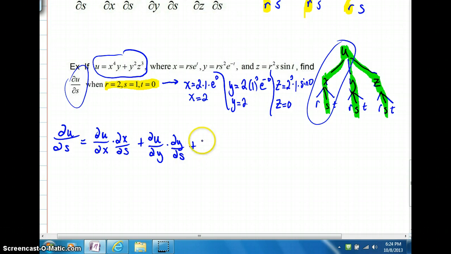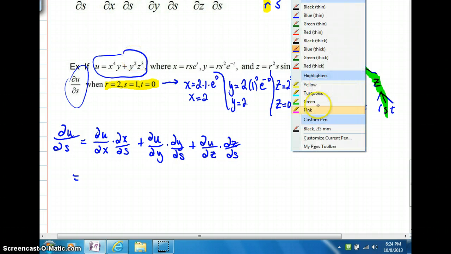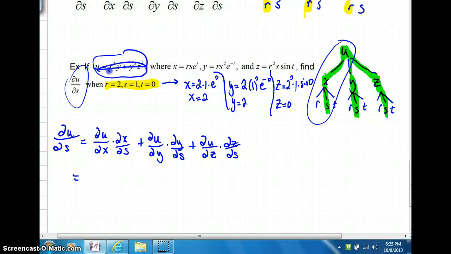Finishing this up, we'll take the partial derivative of u with respect to z, and then multiply by the partial derivative of z with respect to s. Right now, we just have to work this all out. Go back to the original equation and take the derivative of u, which is up here.